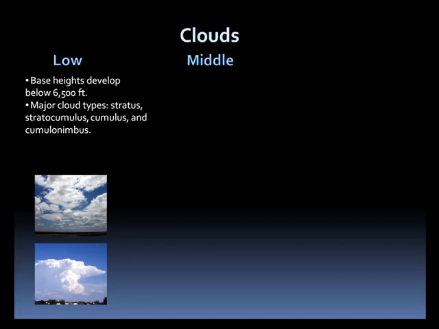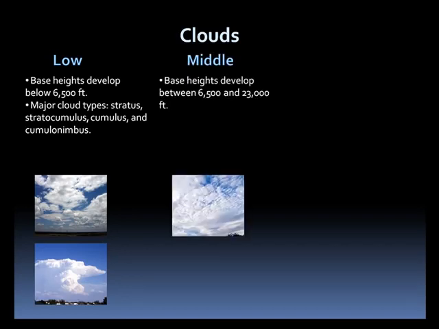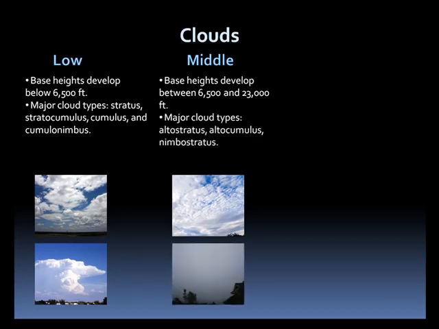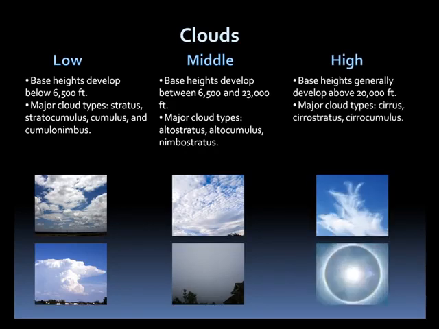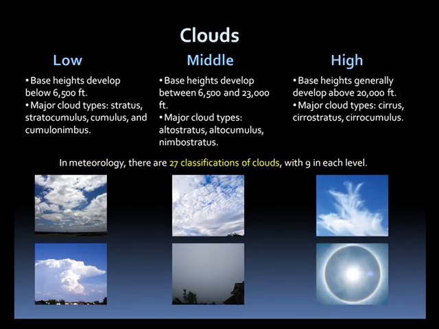Middle clouds develop their bases between 6,500 and 23,000 feet. The major cloud types in this level include altostratus, altocumulus, and nimbostratus. High clouds generally form above 20,000 feet. The major high cloud types are cirrus, cirrostratus, and cirrocumulus. In meteorology, there are 27 classifications of clouds, with 9 types in each level. Overall, the number of different cloud types exceed 80.